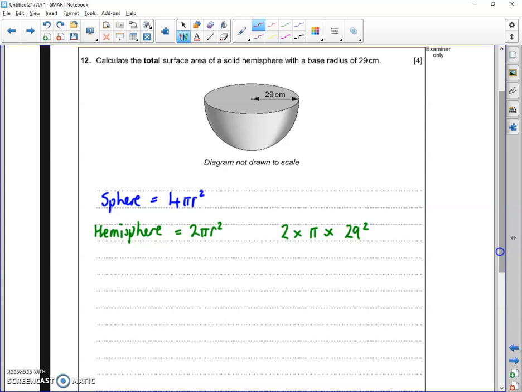It's solid though, so it has a lid. It's not a bowl. And that's a circle, so there's another pi r squared there. So you've got to do another pi times 29 squared, so that's 3 of them all together. You should get about, as a final answer, 7,922 centimetres squared. Okay, 0.3 if you want to put a decimal point on, but that's just using formulas off the front cover, halving the surface area of a sphere formula, and not forgetting to add on an extra pi r squared for the lid.